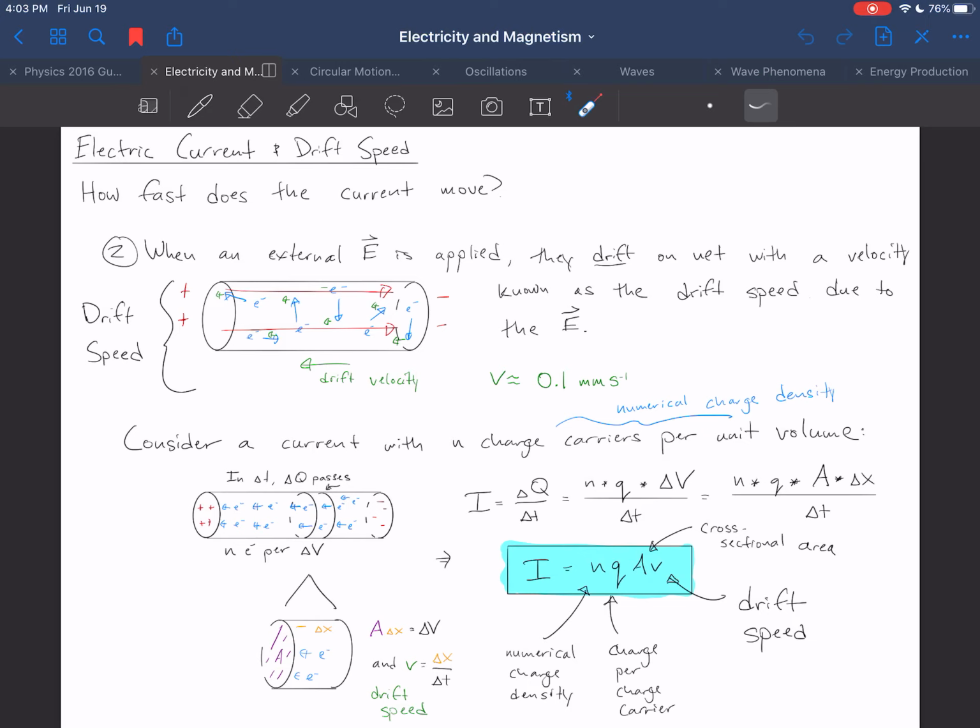Just fair warning, this particular equation will not have much application outside of this context, but it is some nice points if you identify that the IB is asking for the drift speed at some point. And usually if you're calculating the drift speed directly, you will then take the current that you're given and divide by N times Q times A. And obviously you need to be given all of these quantities.